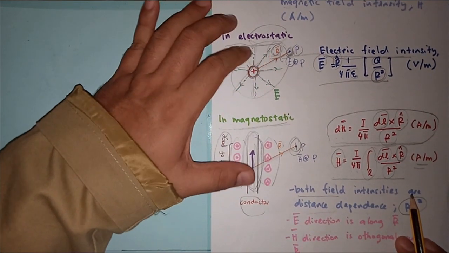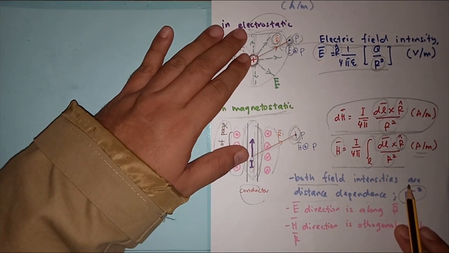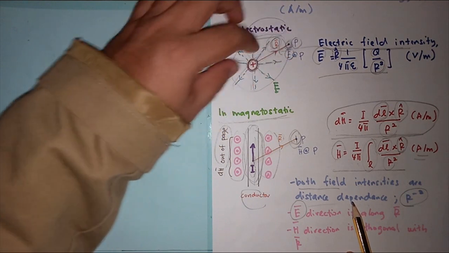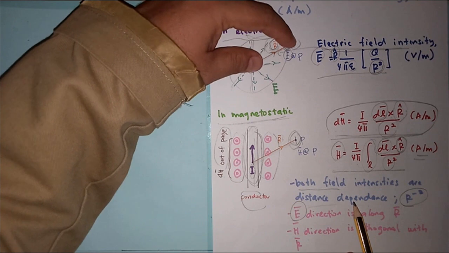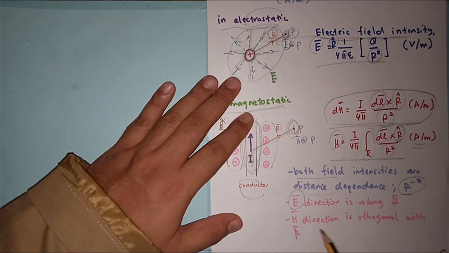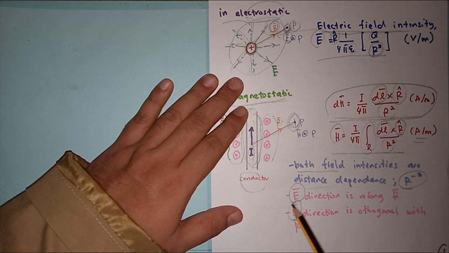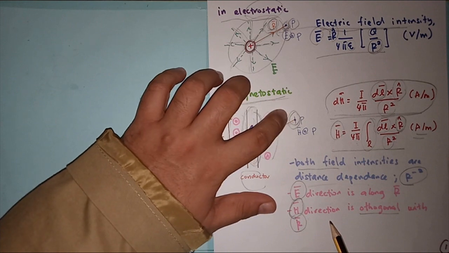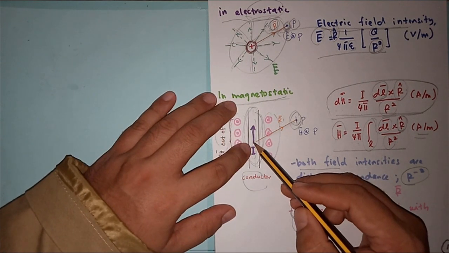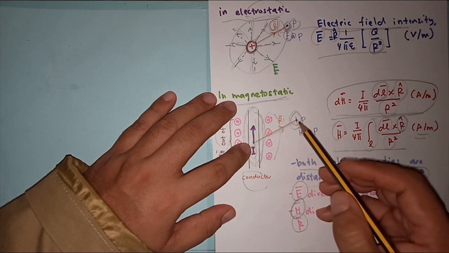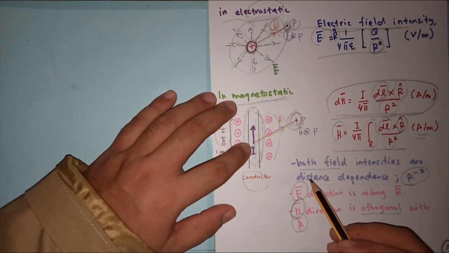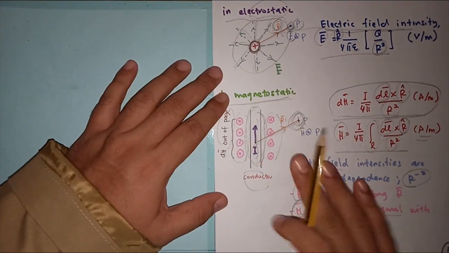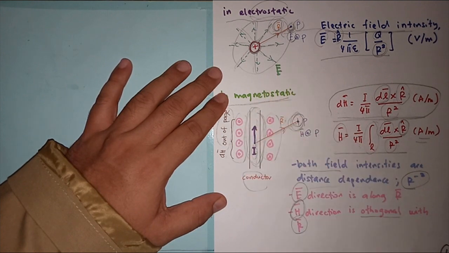And if we compare both fields as well, we will see that the direction for the electric field intensity is the same direction as the vector distance. However, in a magnetic field, the direction of the field is orthogonal to this vector r. Let's say in this case the direction of r is given in this direction. Basically the field direction will be either flowing outside or flowing inside the plane, depending on the direction of the current, as I mentioned just now.